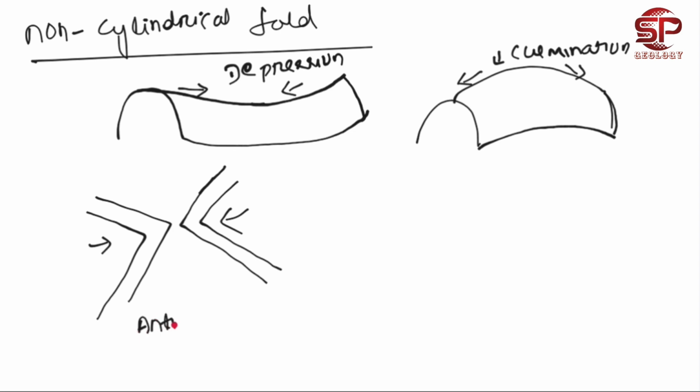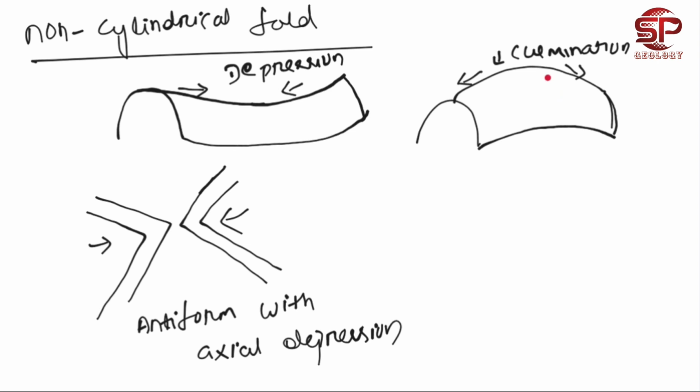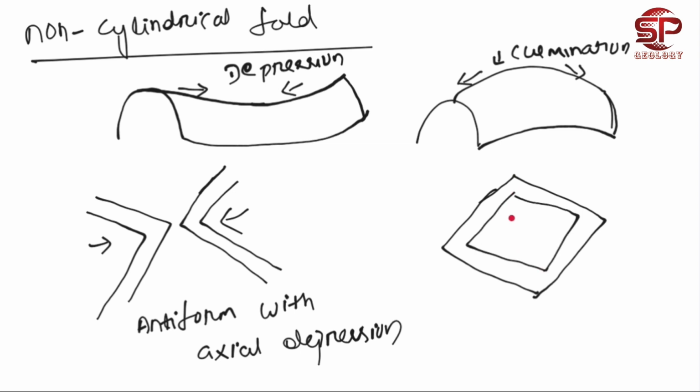Antiform with axial depression. Culmination: if the antiform plunges in this direction, it will close like this, and the other part closes in the opposite direction, it will look like this. This will be antiform with axial culmination.